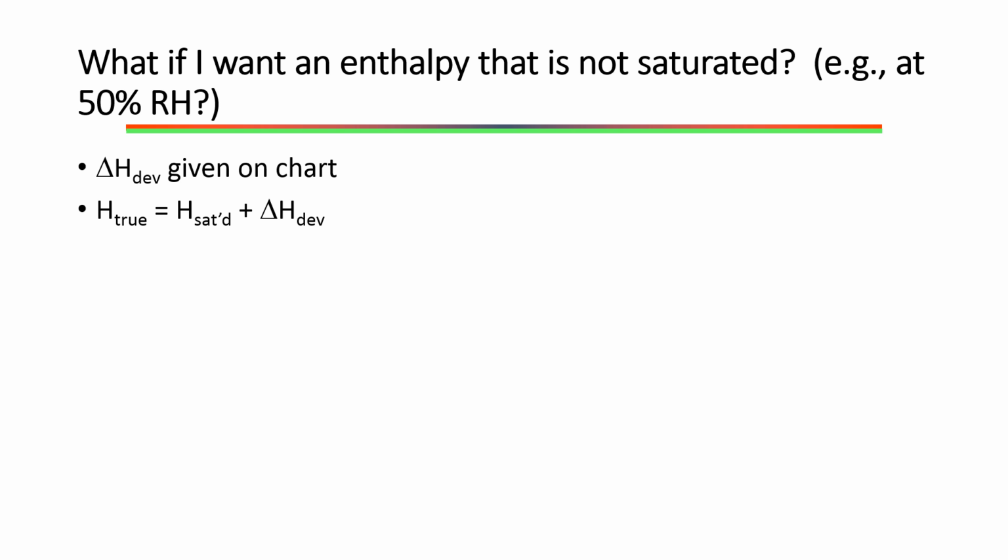So what if I want an enthalpy that is not saturated? For example, at 50% relative humidity. There's this deviation on the chart, and so what you do is you take the saturated plus this deviation.